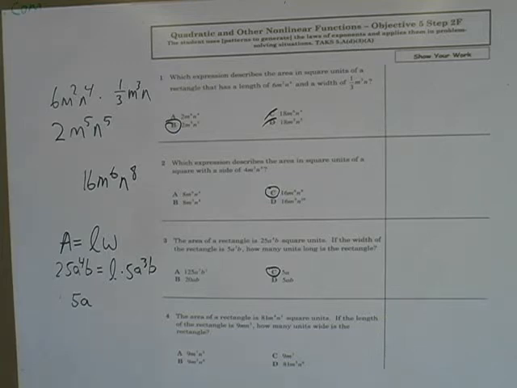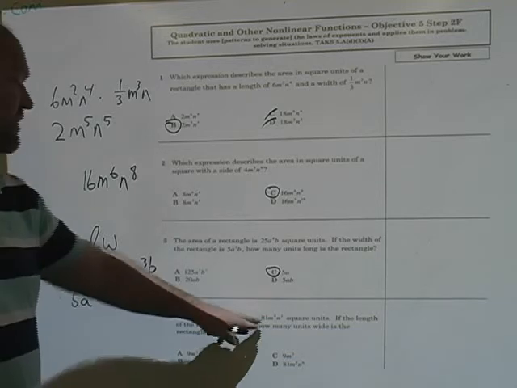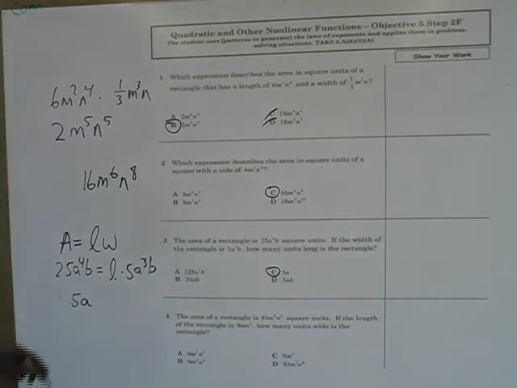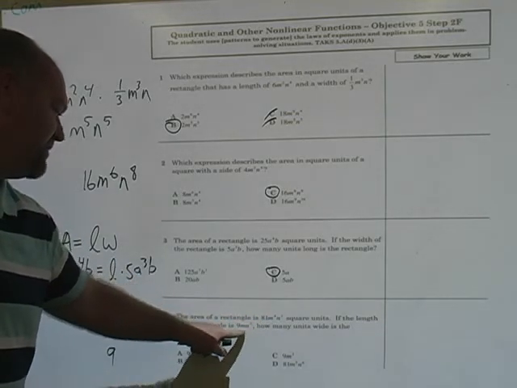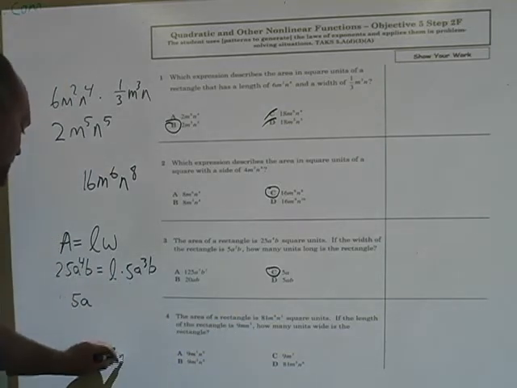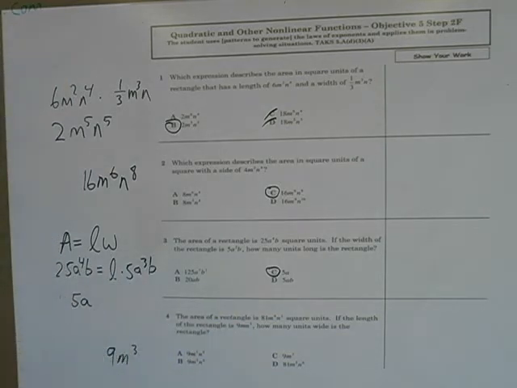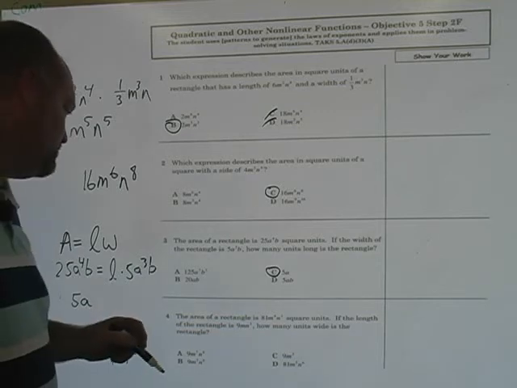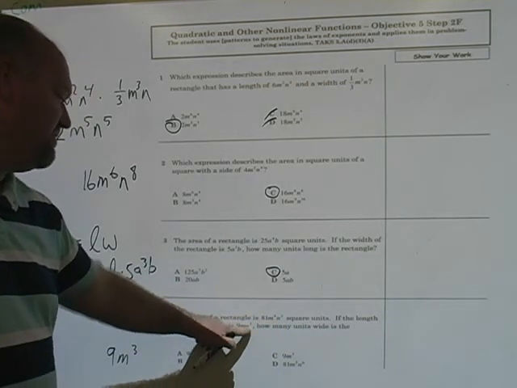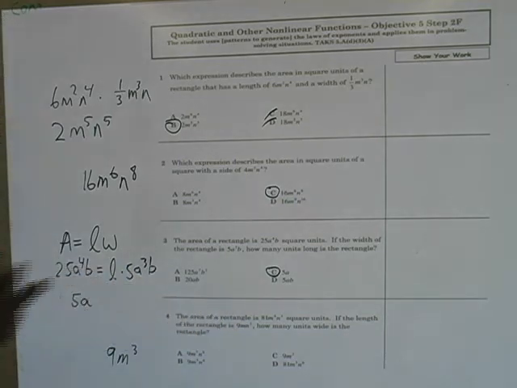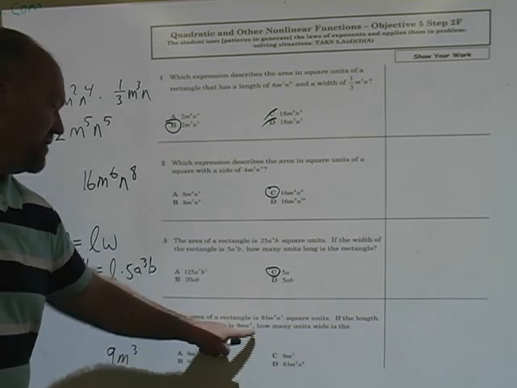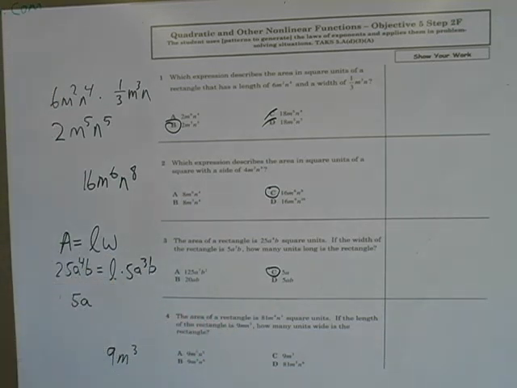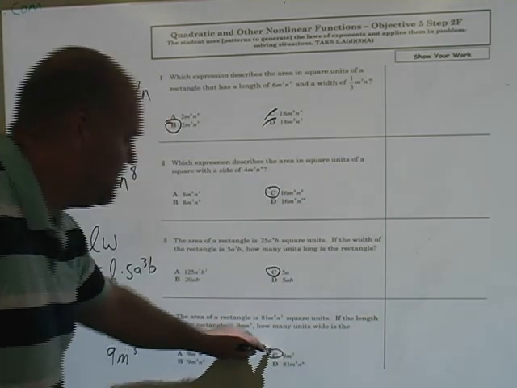Number 4, we're given the area and we're given the length, so we need to divide. 81 divided by 9 is 9. M to the 4th divided by M to the 1st is M to the 3rd. And N to the 3rd divided by N to the 3rd cancels out, just like the B's canceled out here. So you just have 9M to the 3rd. And there's the answer.